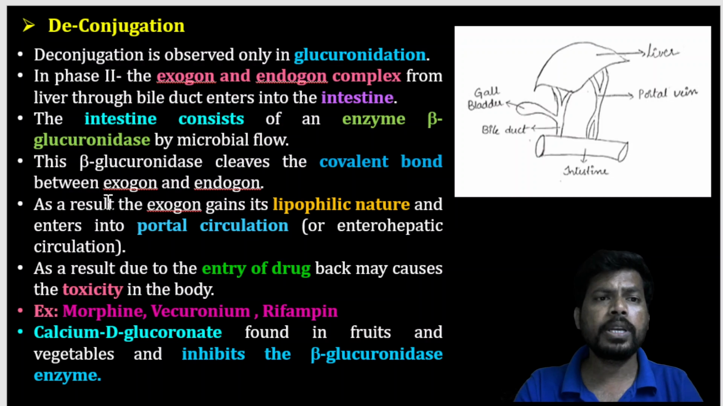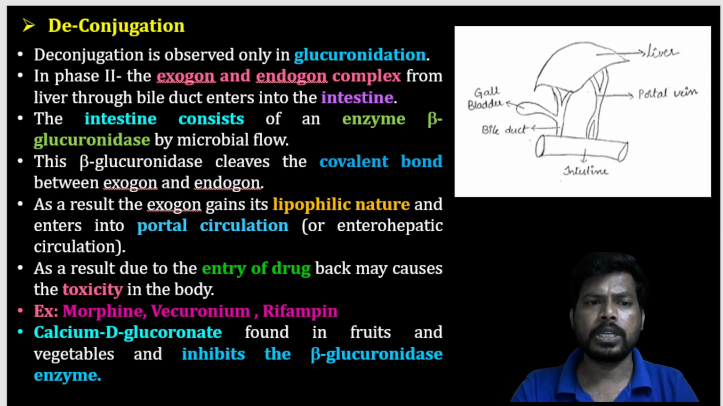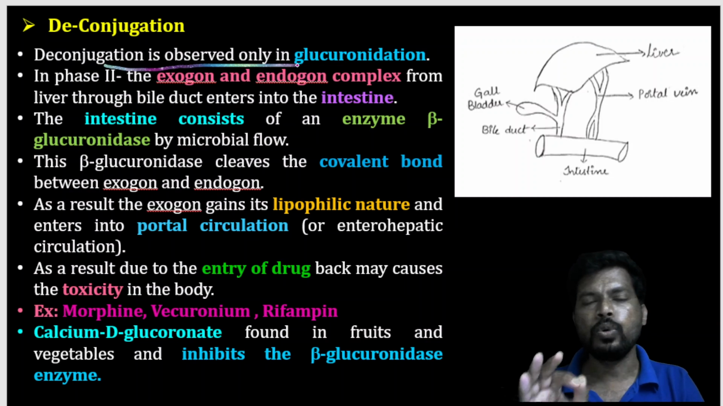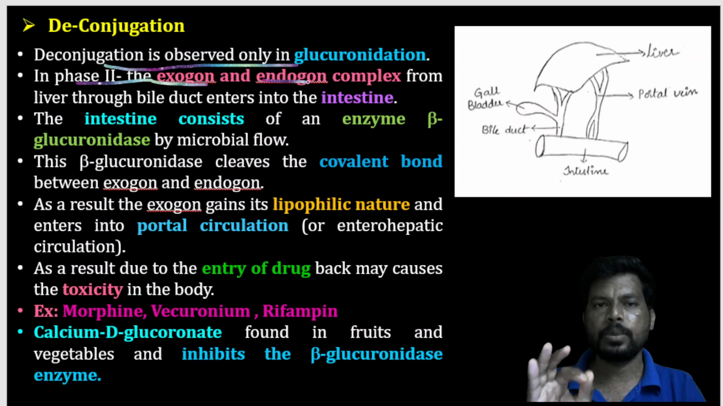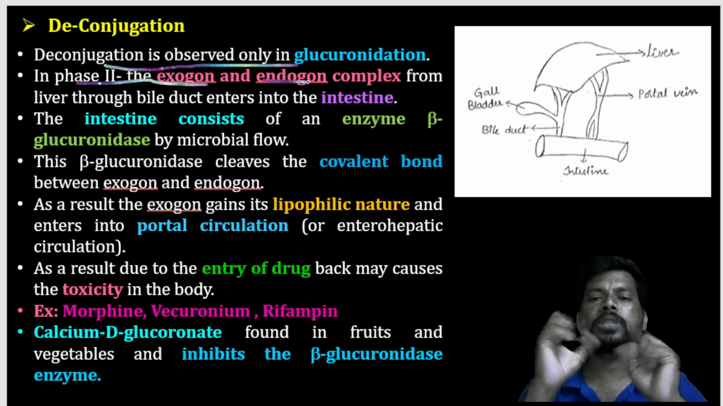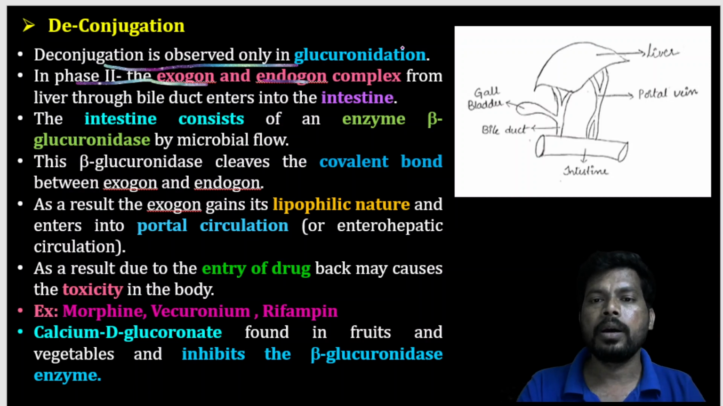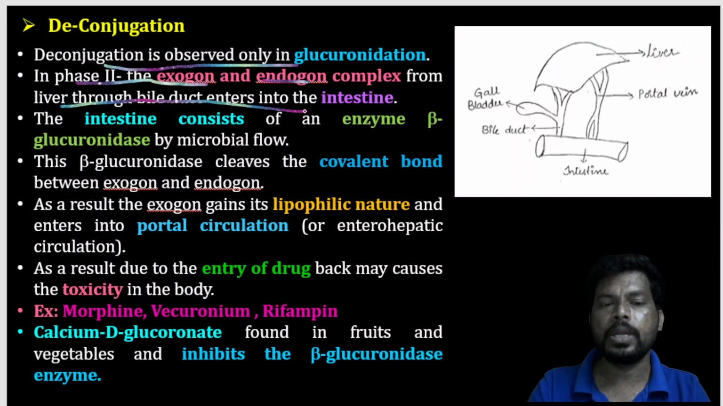Next, the important thing is deconjugation. Deconjugation is observed only in glucuronidation, one of the phase 2 major metabolic reactions. In phase 2, the exogen, that is the drug molecule, and the endogen, a conjugating substance present in the body, form a complex, and the complex goes from the liver through the bile duct into the intestine.